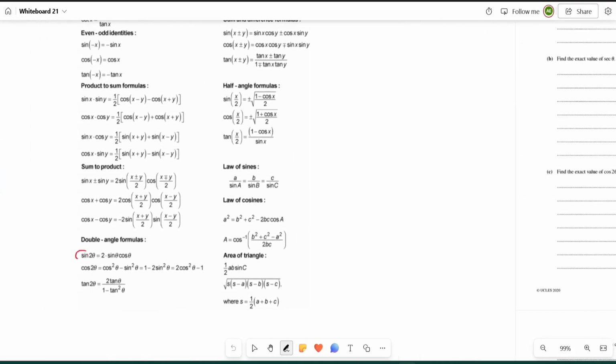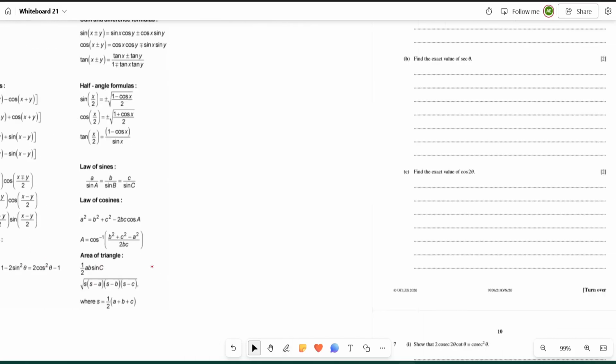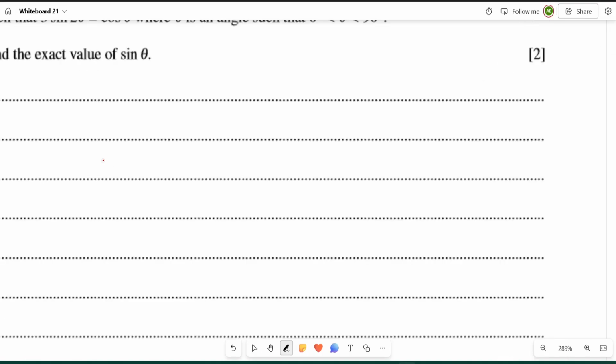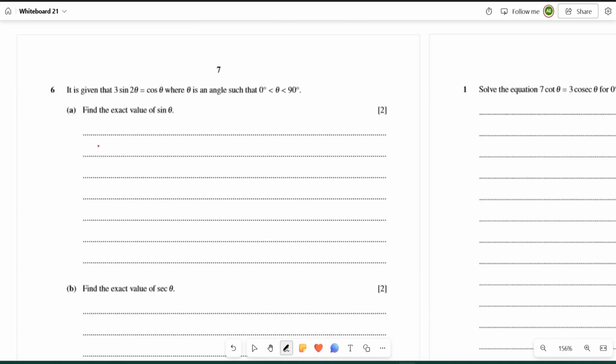This double angle identity tells me that sine 2 theta equals 2 times sine theta times cos theta. Let's see how that will help me. So I'm going to change the sine 2 theta into 2 sine theta cos theta. So this is going to be 3 into 2 sine theta. It's no longer a double angle. Now it's sine theta, just like the other part. Now I can solve. So it's 2 sine theta cosine theta equals cosine theta.